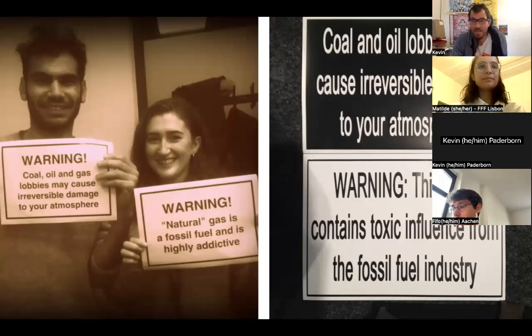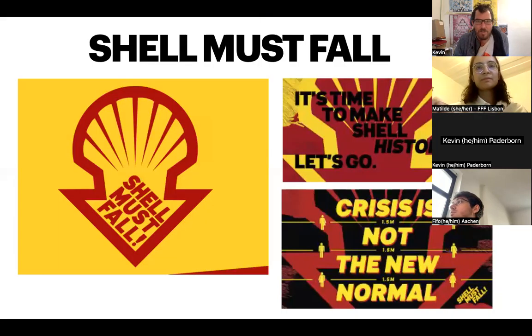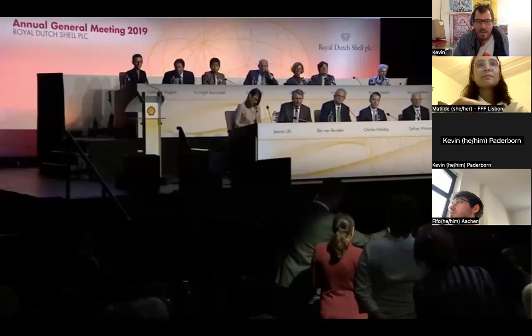So maybe think about printing 500 stickers warning that this university supports the fossil fuel regime, whatever, and just putting them up. And this idea of trying to get it visible, make yourself have a visible impact. Shell Must Fall, already talked about that. Here they are interrupting a shareholders meeting. Think about what meetings might be happening, even a board meeting or something. Still go in there, or be outside it yelling, make it uncomfortable for them to be in there.